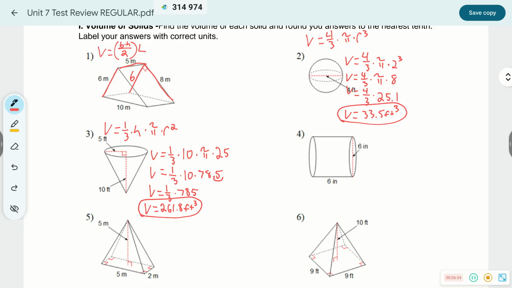All right, number 4. We have a cylinder. Who can tell me the formula for a cylinder? Volume equals area of the base times the length. So area of the base times length, where the area is pi r squared.